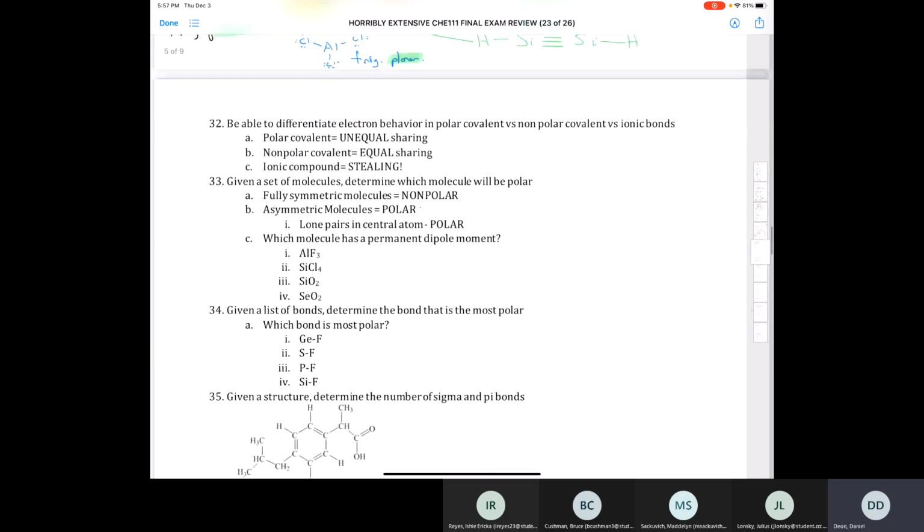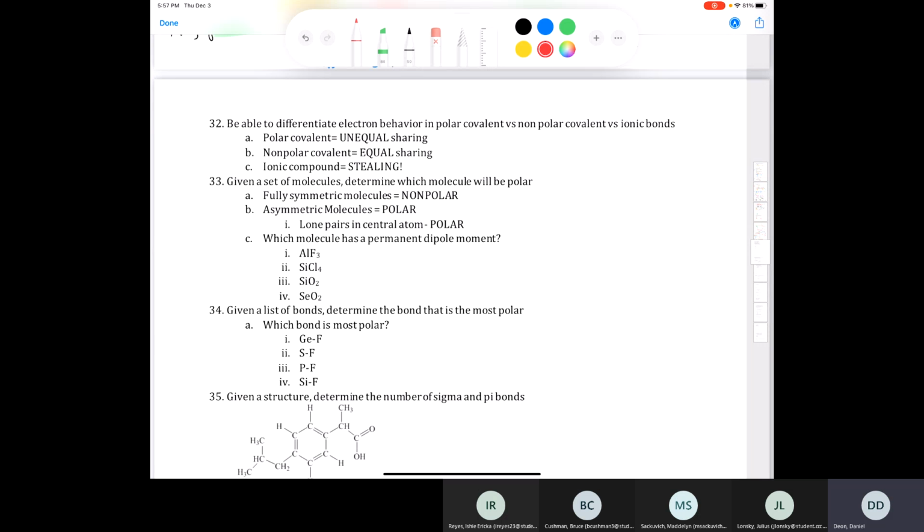It's always good to have scratch paper when you're working on molecular geometry. Be able to differentiate between electron behavior in polar covalent versus non-polar covalent versus ionic bonds. You've got to know the difference between them. I mean, it's one of those things: if you look it up in a different textbook, you're going to get different answers, right?